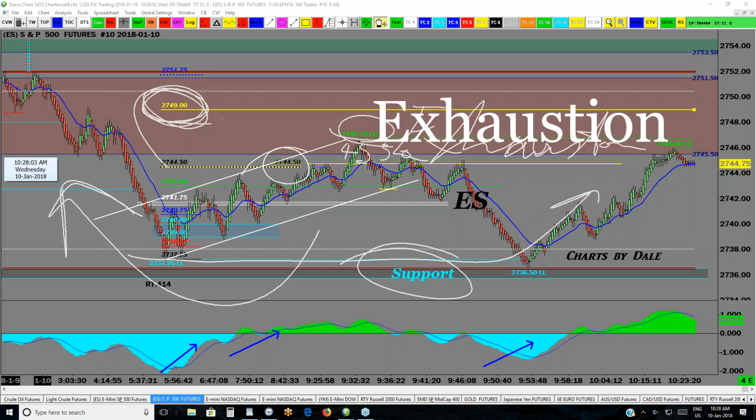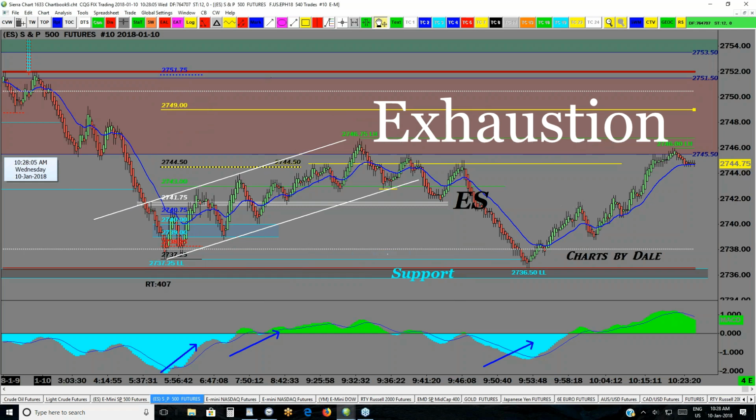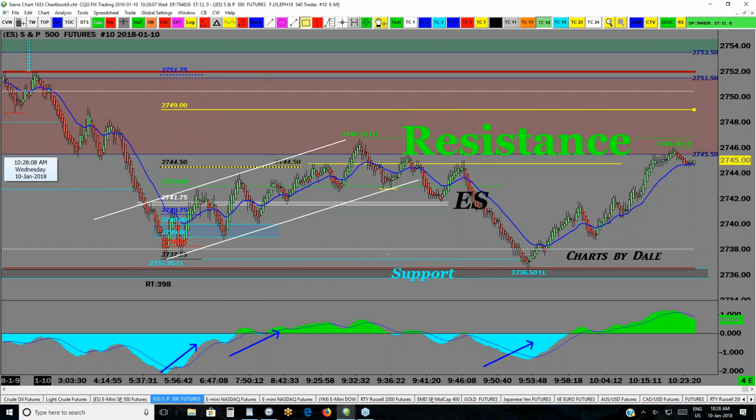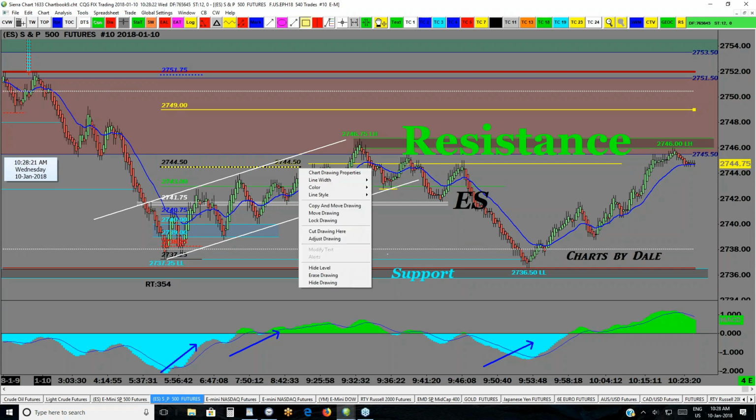Okay, let's clean the chart up. We're going to show you the resistance area. It looks like this. Immediate resistance comes in there, so the pullback in here, you'll look for 4450 to hold as support.